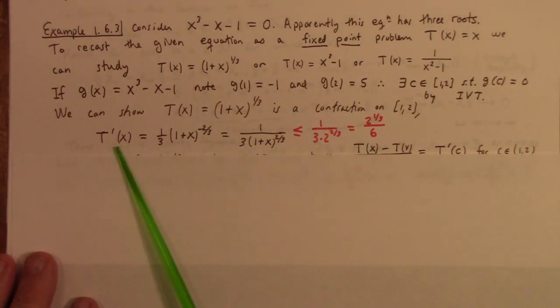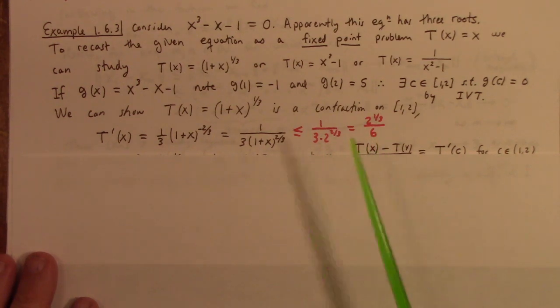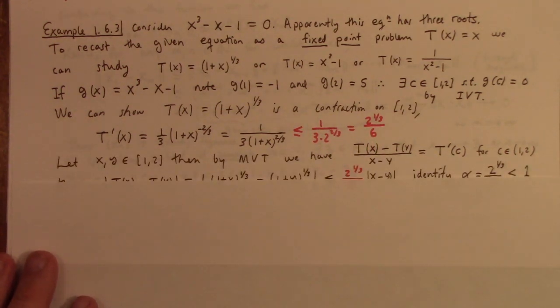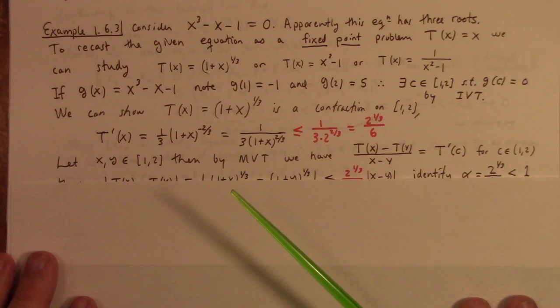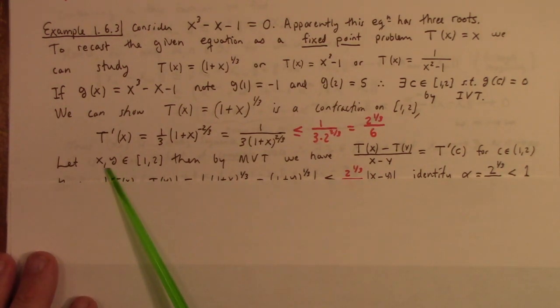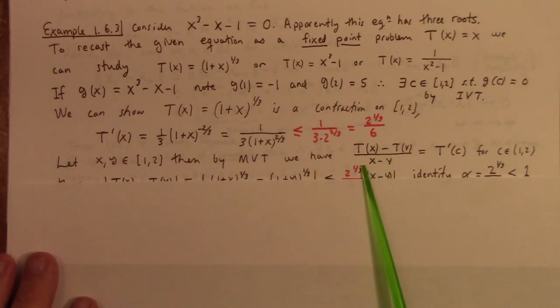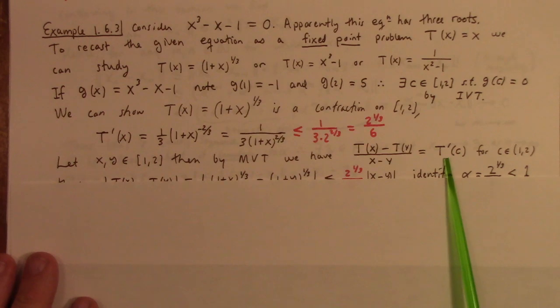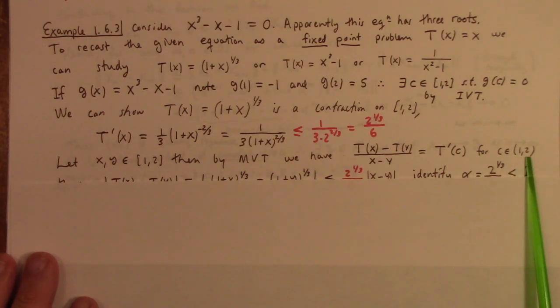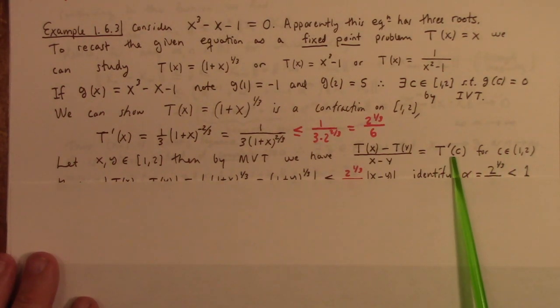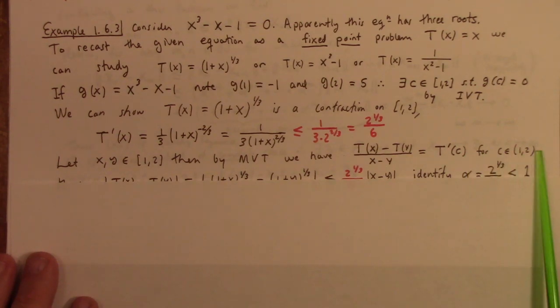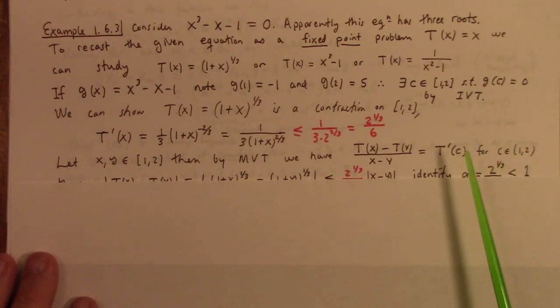And in fact, the slope of the function is always less than this elsewhere, all right? But that being said, we can apply the mean value theorem for any pair x, y in [1, 2], and by the mean value theorem we have that (T(x) - T(y)) / (x - y) is equal to T'(c) for some c in [1, 2]. Okay, fine. To be more honest, it's for c between x and y, right? But that's kind of immaterial.